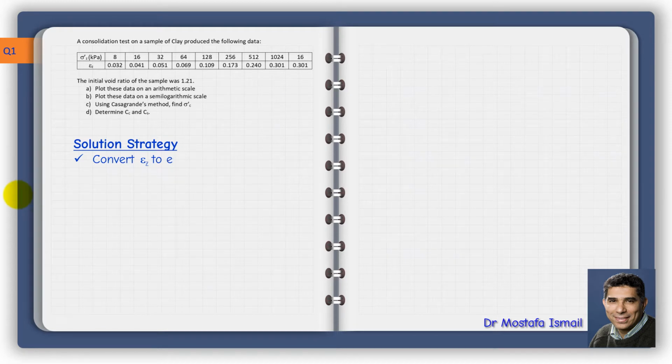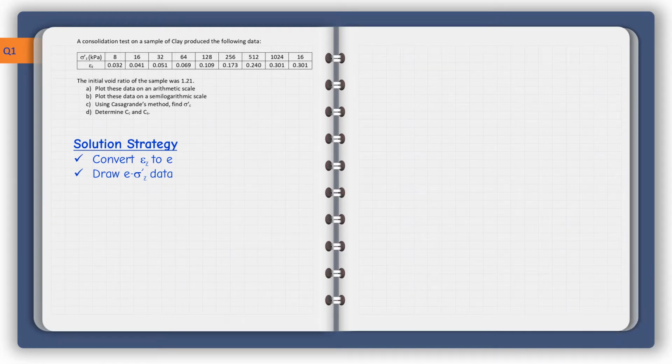First, we need to convert the vertical strain to void ratio, and then draw e versus sigma dash Z data in terms of the arithmetic scale and the logarithmic scale. Third is to process the data to determine the pre-consolidation pressure, and finally process the curves to get the compression index C sub C and C sub S.